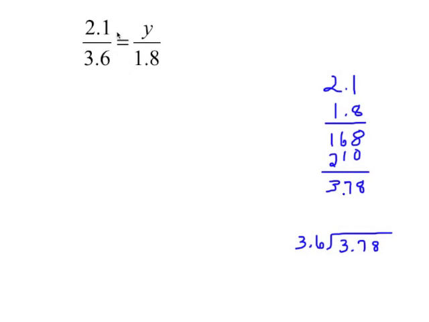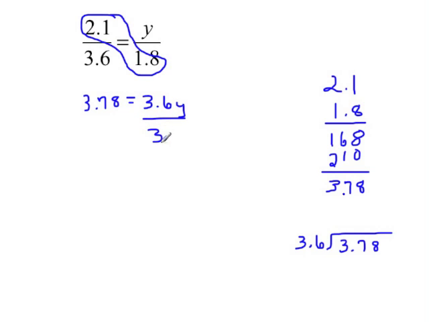Sometimes the problem already begins with decimals, and don't let that bother you. The process is going to be exactly the same. So 2.1 times 1.8 is this arithmetic I've done already over here. When you multiply decimals, remember to count your decimal places. There's 1 decimal place here, 1 here, which gives me a total of 2 decimal places in my answer. So 2.1 times 1.8 is 3.78, and that is equal to the 3.6 times y. We will solve this the same way we did the other ones. Divide both sides by 3.6 because that's what will isolate the variable.